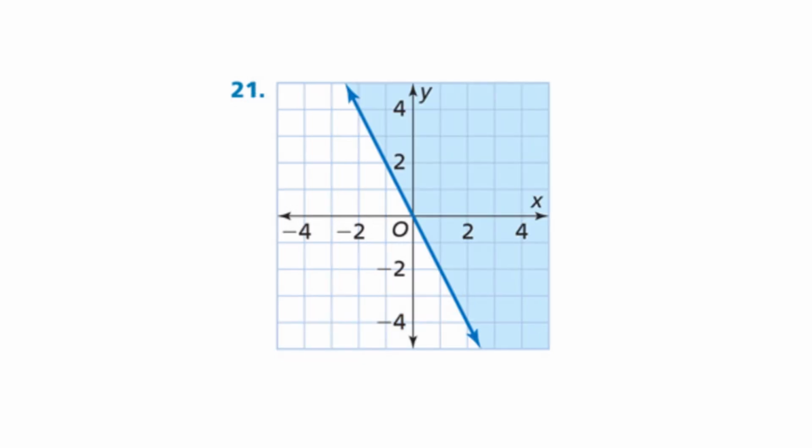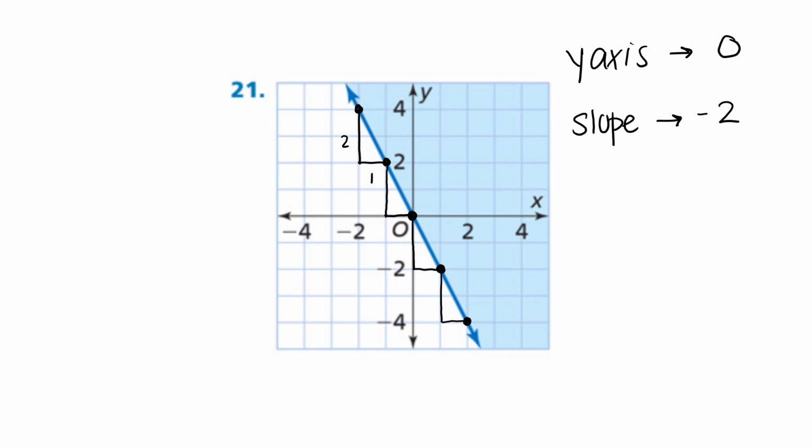For number 21, we want to reference that our starting point is on the y-axis at the origin, which is 0. If we plot the other points that are easily read, we can find our slope pattern going down 2 and over 1. Down 2, over 1. And that pattern works for all points on the graph. Because it's going down, it means we have a -2 for our slope. So our general equation would be y equals -2x plus 0. We do not have to include the plus 0 in the equation, as it does not change anything.